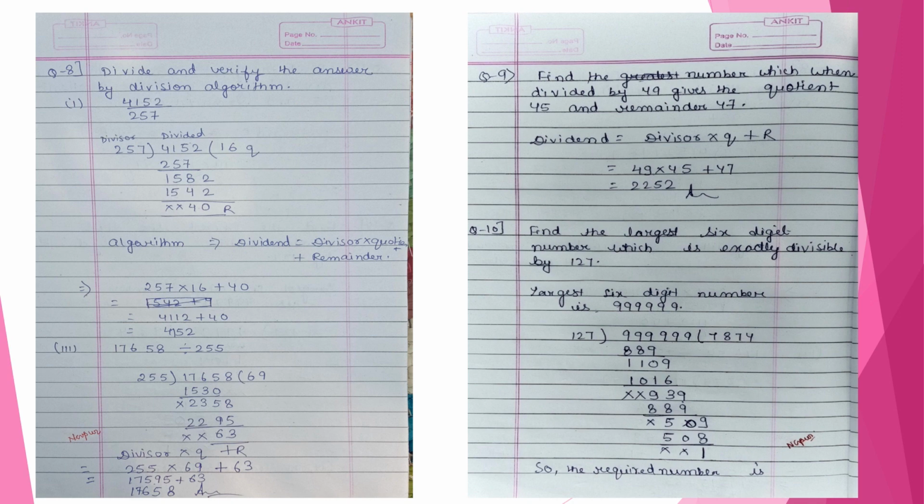So according to algorithm, we have to prove that dividend is equal to divisor into quotient plus remainder. So divisor is 257 into quotient is 16 plus remainder is 40. So we're getting the sum is equal to 4152, which is equal to the dividend. So the division algorithm is proved.